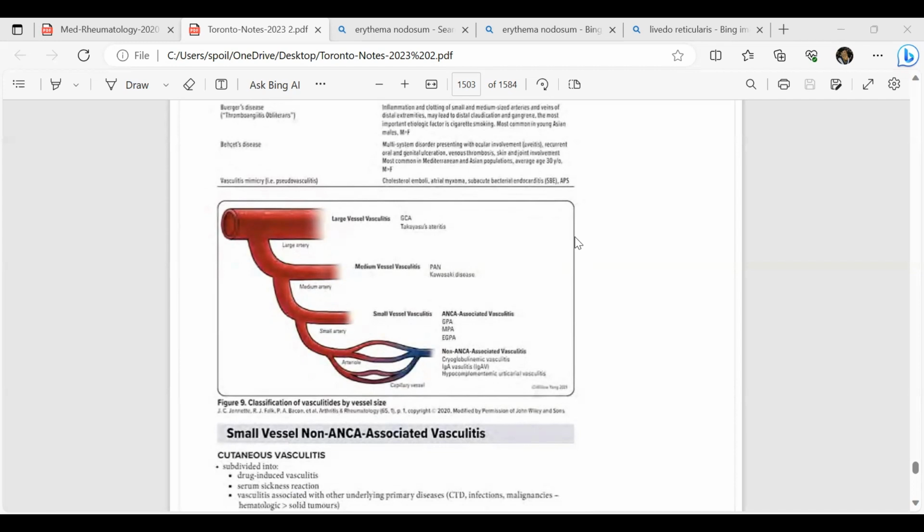Wait, I will just open the chat at the side also, so I can read whatever you are sending, everyone.